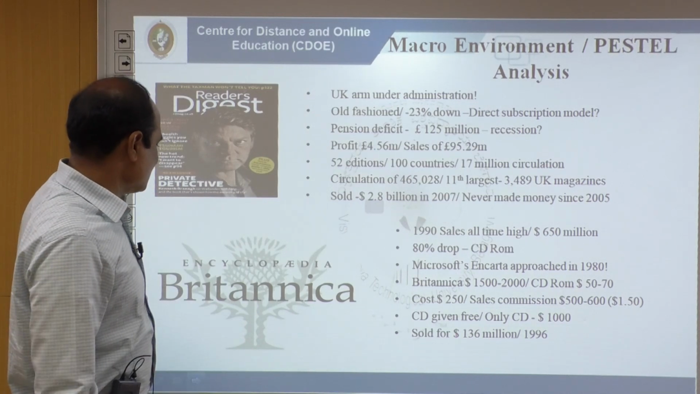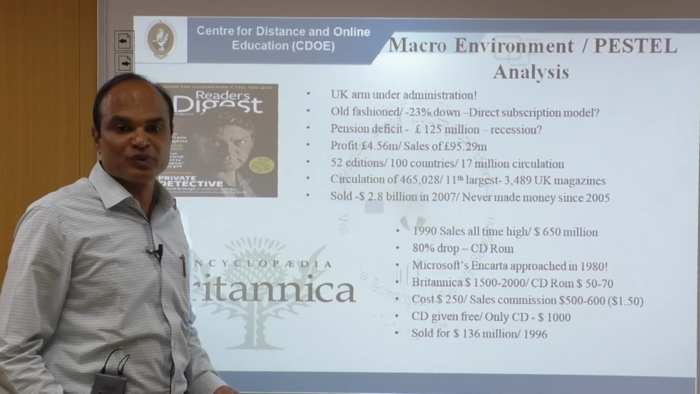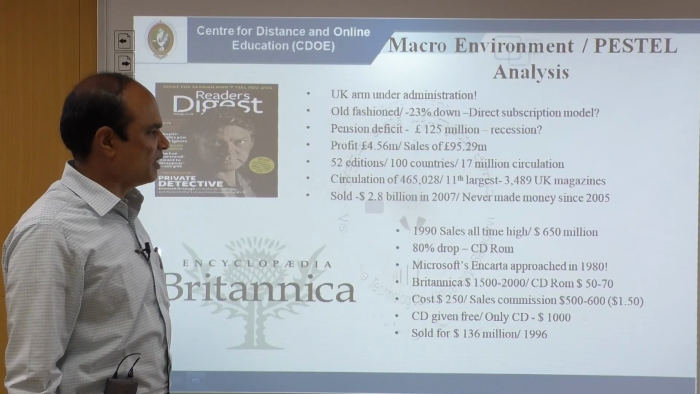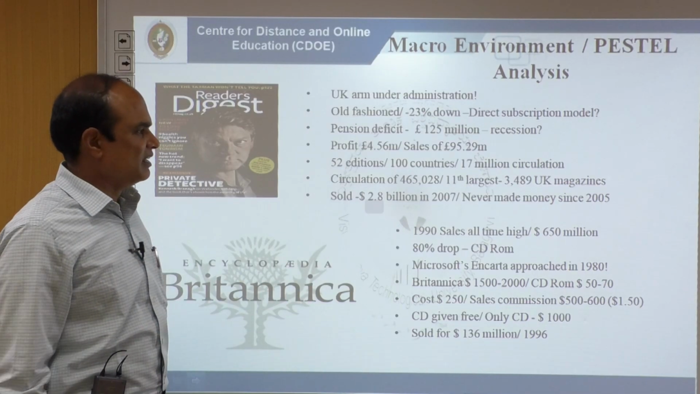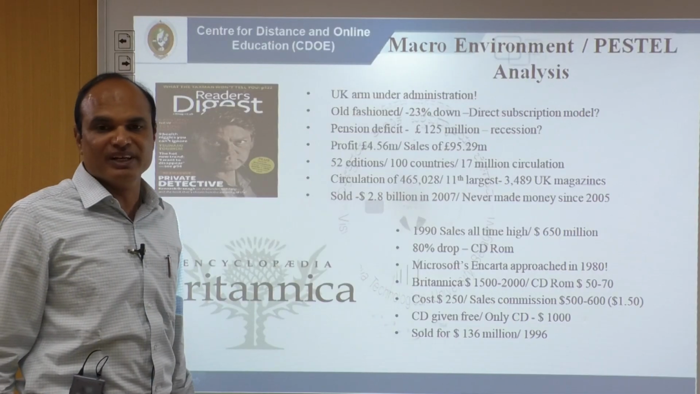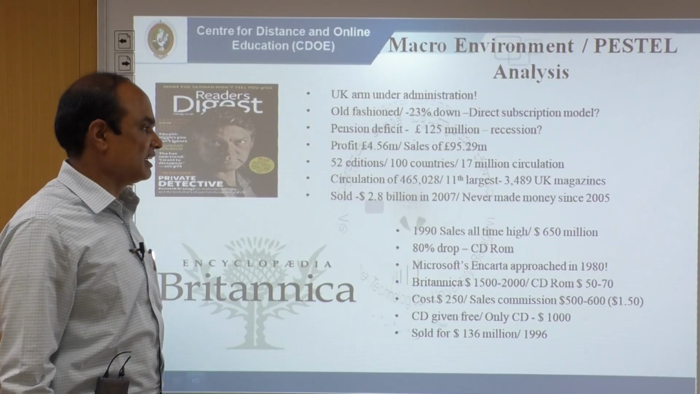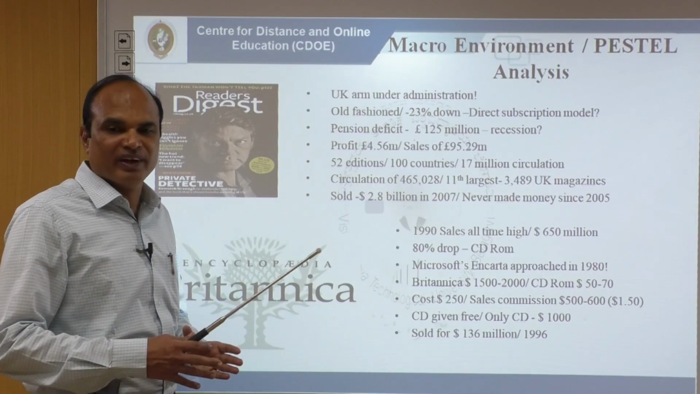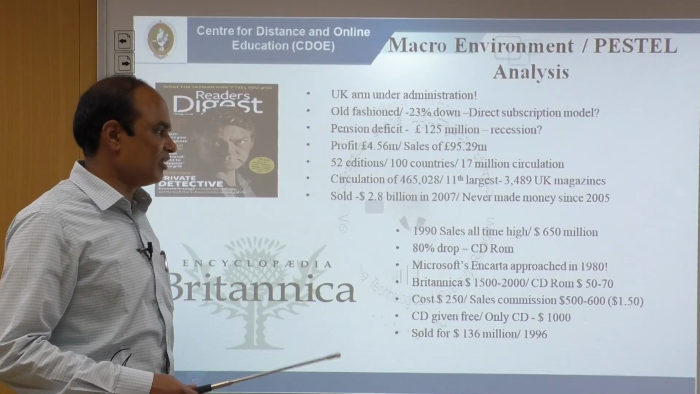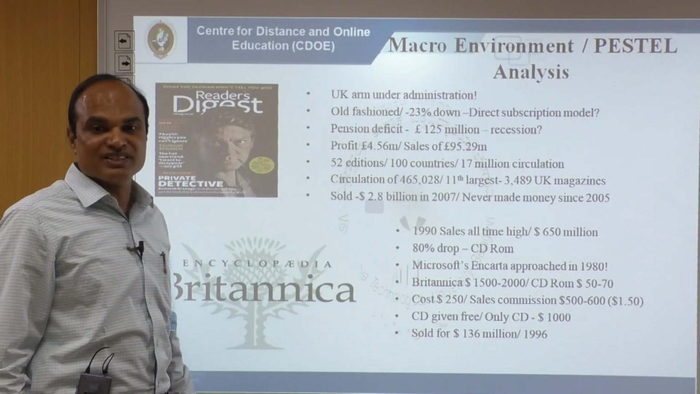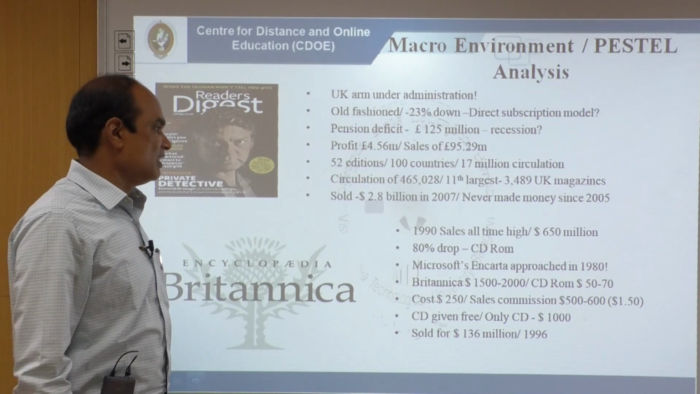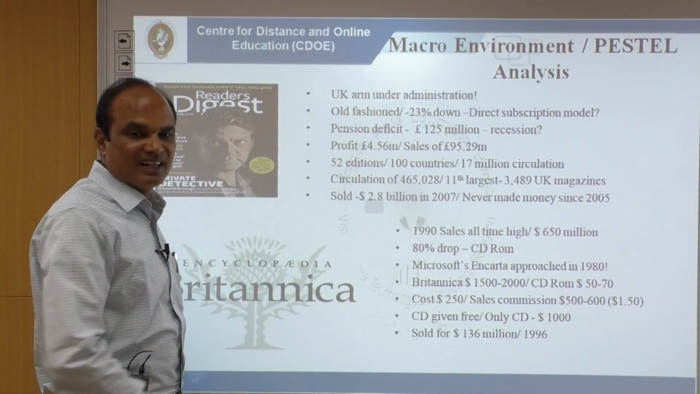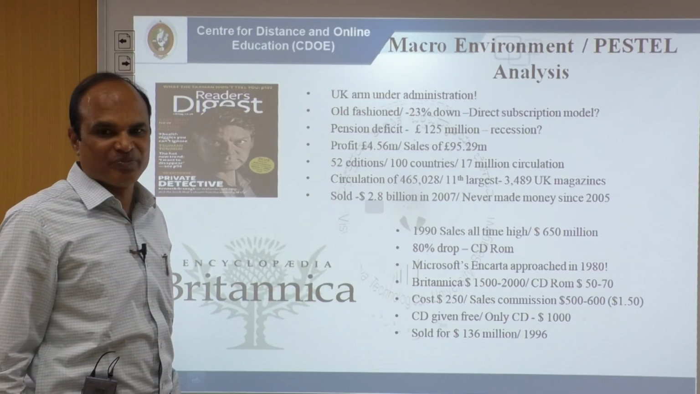Let us also take a look at Encyclopedia Britannica. Britannica enjoyed a very good market share. In 1990, it reached almost $650 million of sales, an all-time high. It used to come in various volumes in the format of books, but as soon as CD-ROMs, compact disc ROMs, came into existence, their regular sales dropped by 80%.